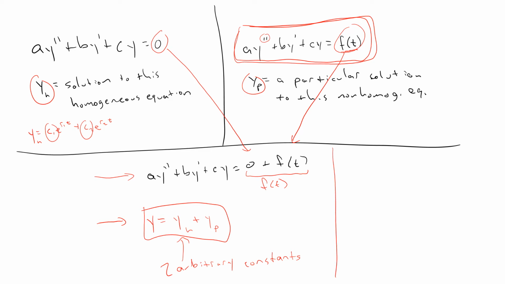All of this is just to say that if I want the general solution, not just a particular solution, but the general solution to an equation of the form ay double prime plus by prime plus cy equals f of t, a general solution to this non-homogeneous equation is just a combination of the homogeneous solution and a particular solution. y sub h plus y sub p, where again y sub h is what you get when you solve the corresponding homogeneous equation. y sub p is what you get using, say, the method of undetermined coefficients.